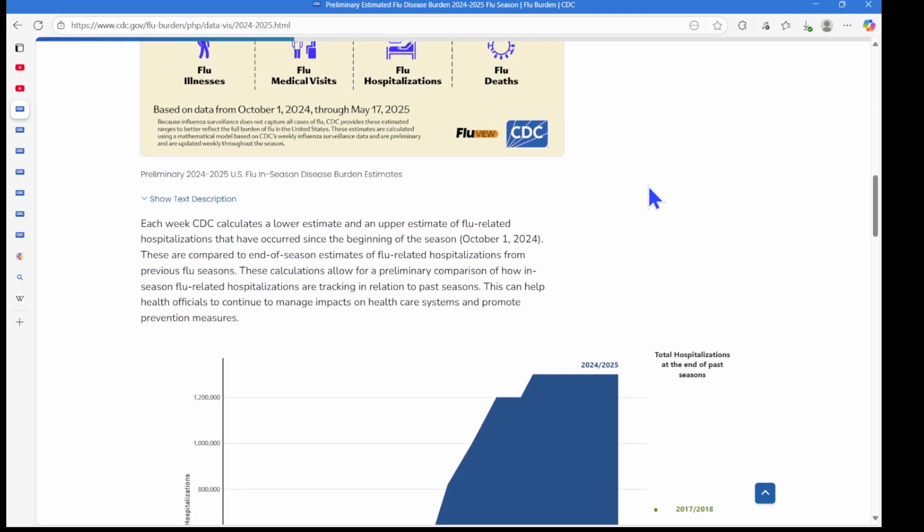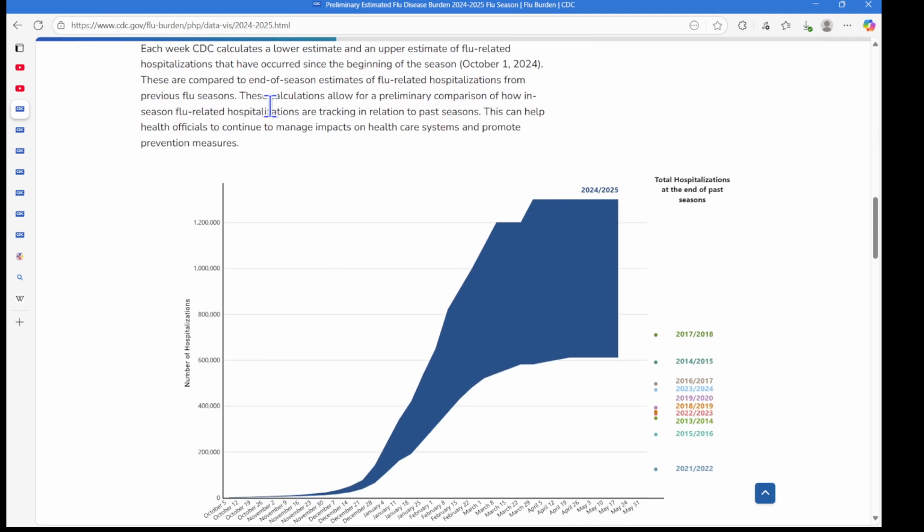entire period. Now, each week is calculated differently because flu weeks, at least in the United States, there are about 52 weeks in a year. The CDC takes disease data weekly, week by week, and then tallies it up over time to give us an idea of how transmission is operating within the country. So based on the estimates here, each week CDC calculates a lower estimate and an upper estimate of flu-related hospitalizations that have occurred since the beginning of the season, October 1st, 2024.